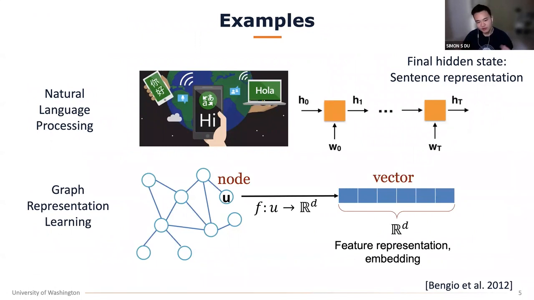If you use RNN, you can view the hidden state as a representation for the sentence. And for graph neural network, you can learn a good representation for each node. And you can use this representation for downstream, say, node classification and other tasks.